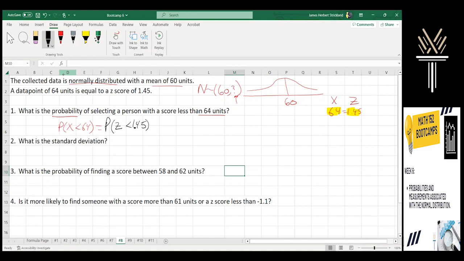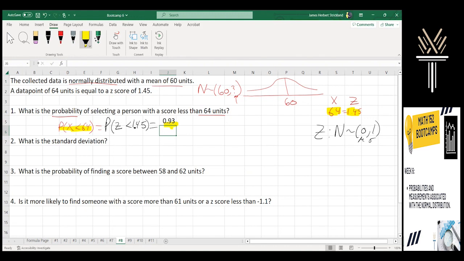Well, how does that help us? For z, we always know its distribution, normal from 0 to 1. That's your mean and that's your deviation. We know all the information for that one, so we can totally get the probability. It would just be NORM.DIST of 1.45, and its mean is 0, deviation is 1, and true. So we can get the probability of less than 64 because we know the z conversions. We know it's equivalent. And it just happens to be 0.93.